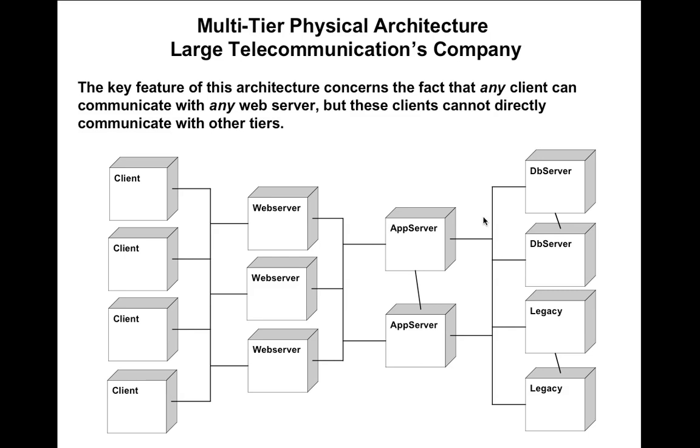This is a large telecommunication company as an example, where we've got multiple clients, multiple web servers, multiple application servers, multiple database servers. This is more common in terms of what is referred to as a tier, because then you have growth. You've got expansion. You just add another server if you have a bottleneck somewhere. You might actually notice something in common here. This is common among all multi-tiered systems.